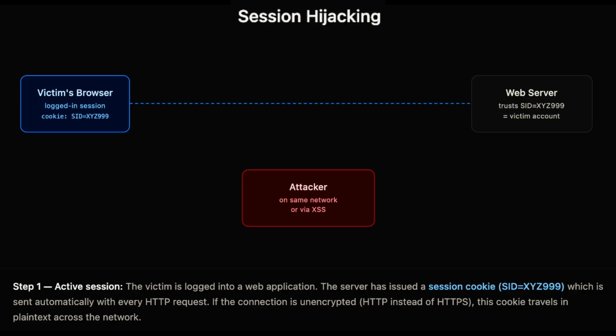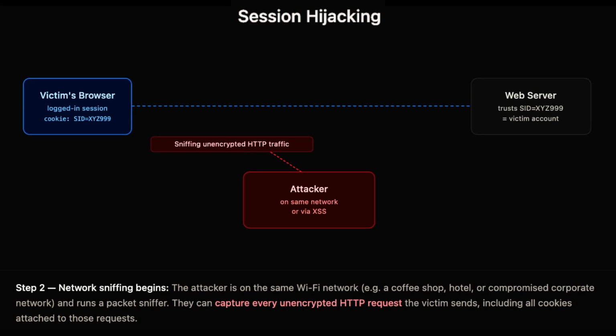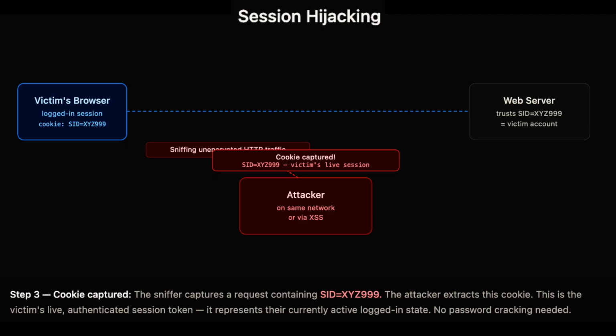The victim is logged into a web application. The server has issued a session cookie, session ID XYZ999, which is sent automatically with every HTTP request. If the connection is unencrypted, HTTP instead of HTTPS, this cookie travels in plaintext across the network. The attacker is on the same Wi-Fi network, for example, in a coffee shop, hotel, or compromised corporate network, and runs a packet sniffer. They can capture every unencrypted HTTP request the victim sends, including all cookies attached to those requests. The sniffer captures a request containing session ID XYZ999.